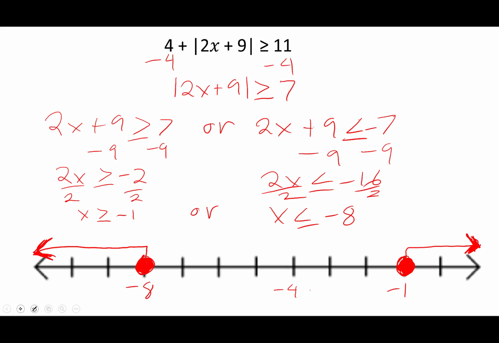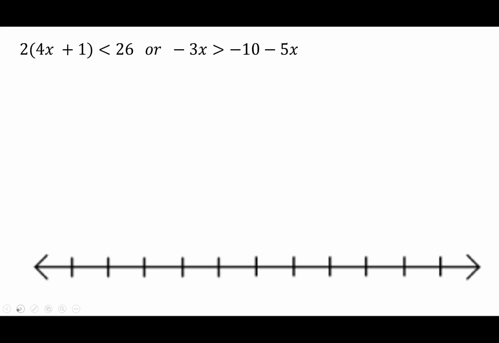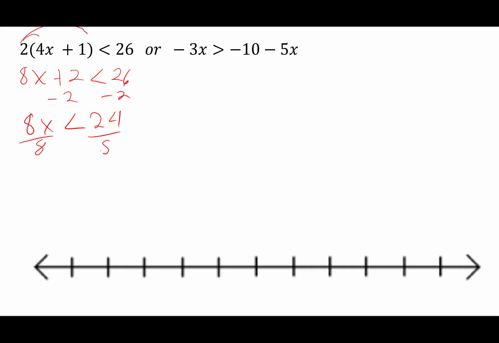All right, so let's look at one now. That's going to be a special case. All right, so I've got another or compound inequality here. Okay, so the first thing I'm going to do is solve these both out. So I can distribute, right? So I get 8x plus 2 is less than 26. Now, subtract 2, and I get 8x is less than 24. Divide by 8, divide by 8, and I get x is less than 3.